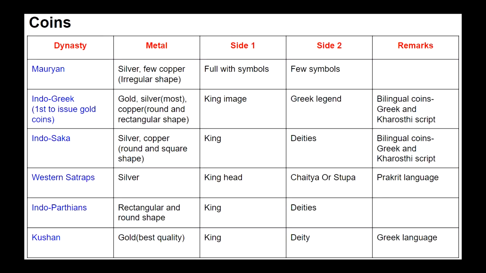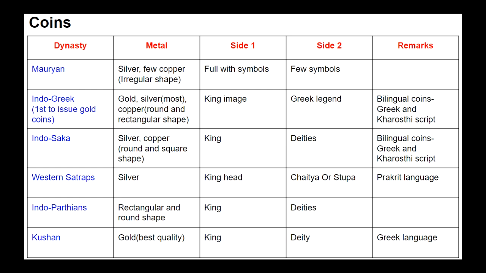Now we will look at the coins by dynasty, which dynasty issued which coin. So the Mauryan dynasty mainly issued silver coins and a few copper coins, and the coins issued by the Mauryan dynasty were of irregular shape. The coin has two sides, side one and side two. On one side the Mauryan coin was full of symbols, but the other side has very few symbols or is blank.